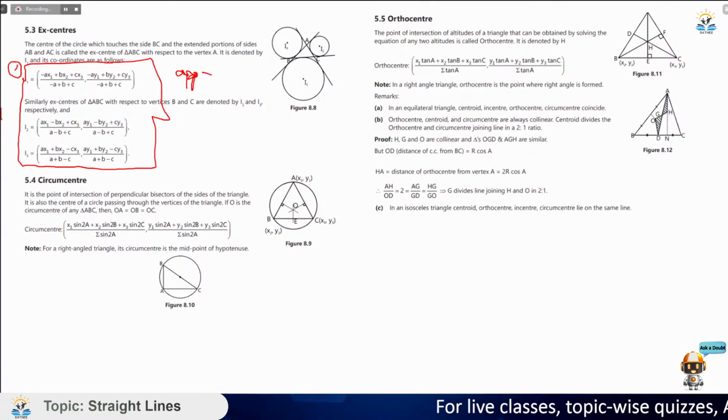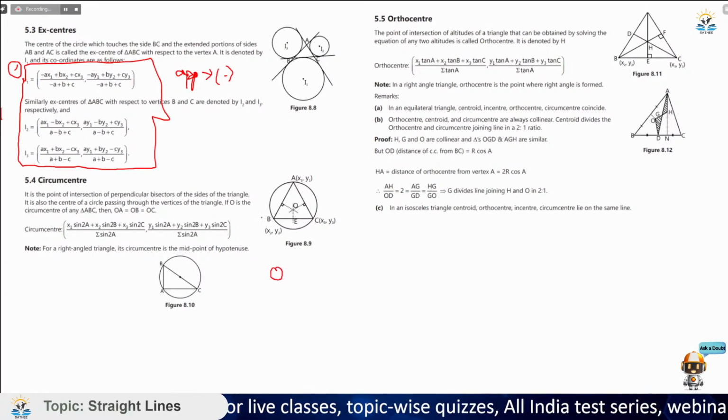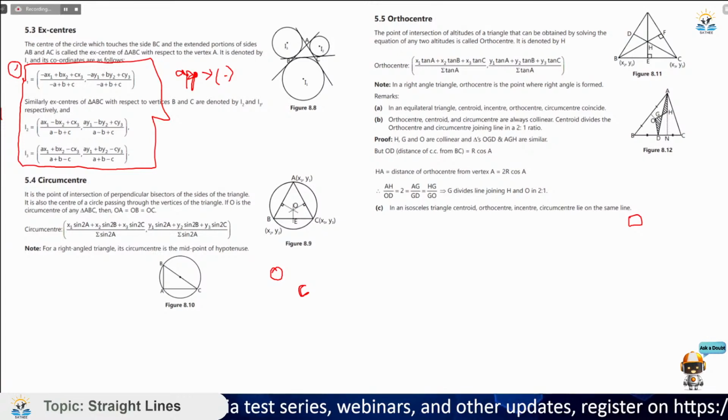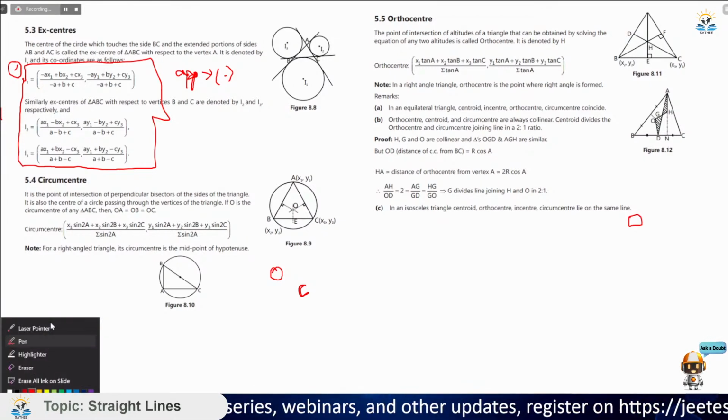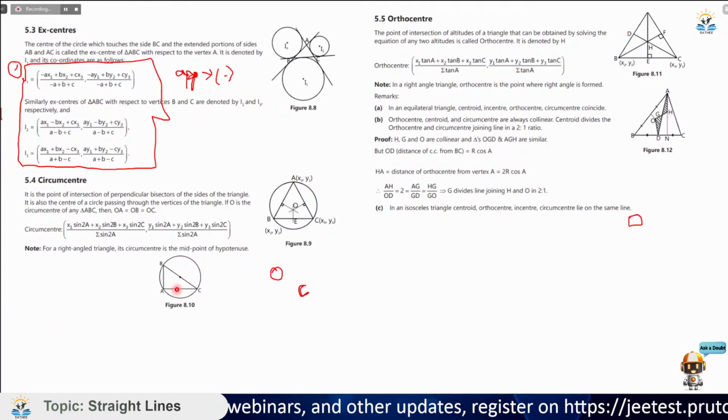Will be minus. Then we have the circumcenter. Circumcenter is mostly denoted as C, and orthocenter is O. So the circumcenter is the point of intersection of the perpendicular bisectors of the sides.